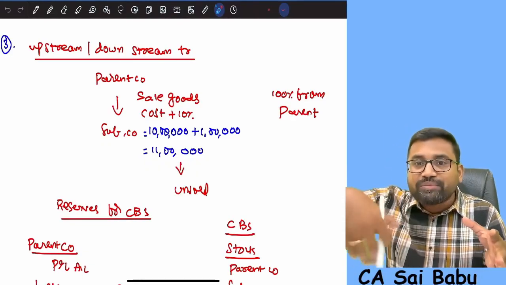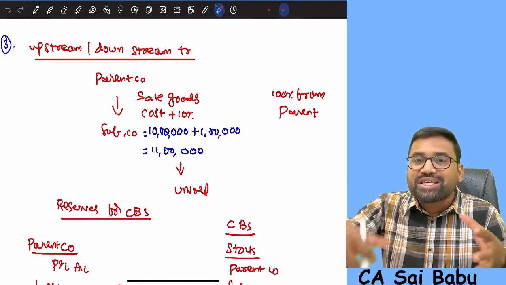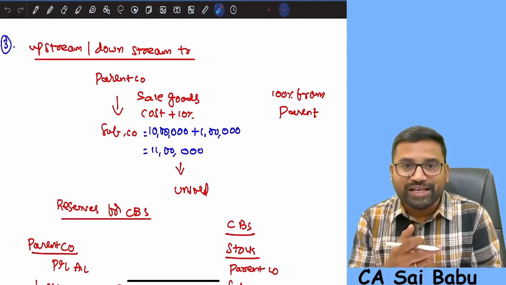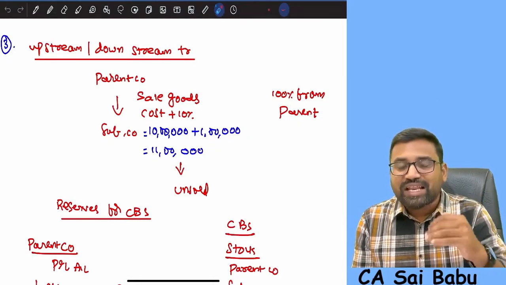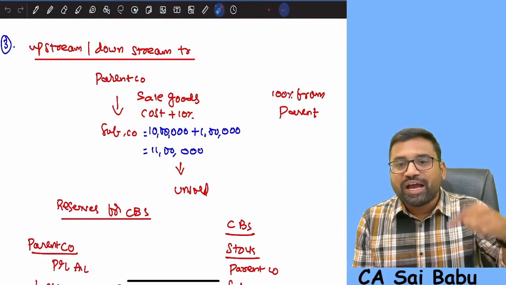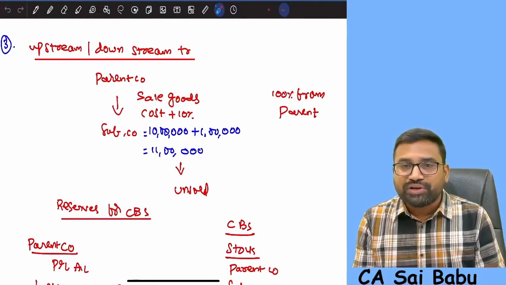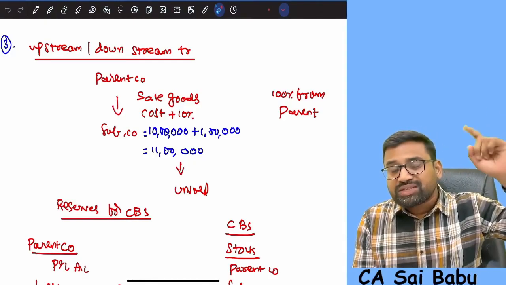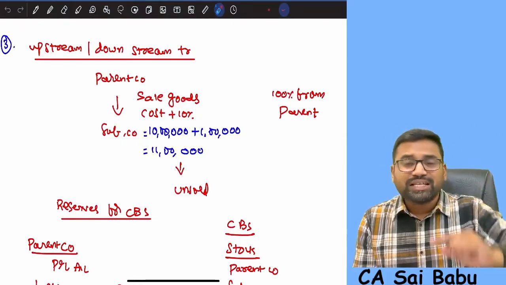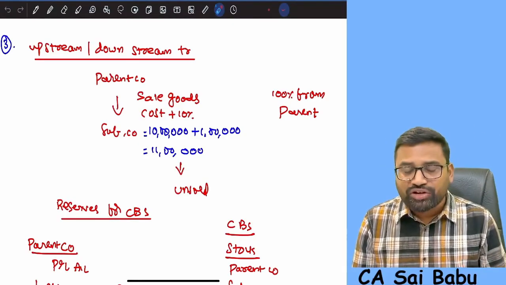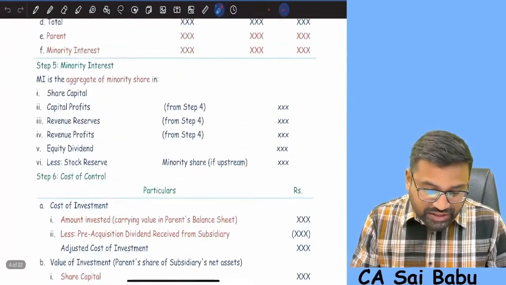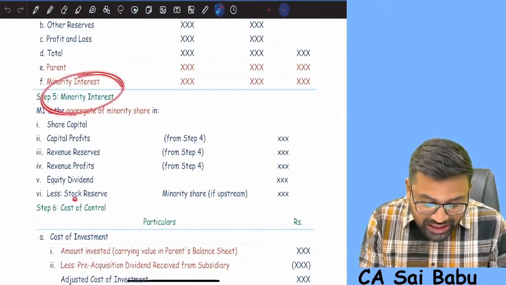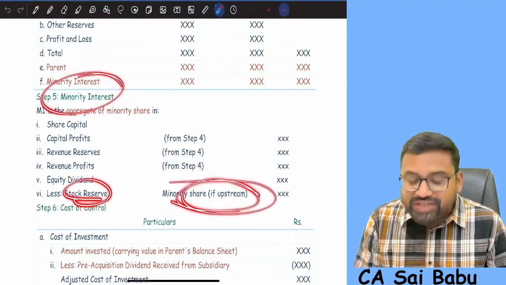If you see from the group point of view, if the stock is there within the group, the profit is not yet realized. So in case of an upstream transaction, the unrealized profit is already there in the subsidiary company, and that profit was apportioned between the parent and minority interest. So reduce it from minority interest in step number 5, as well as step number 8, reserves for the consolidated balance sheet. That's why in minority interest, less stock reserve is applicable only in case of upstream, as I told you.